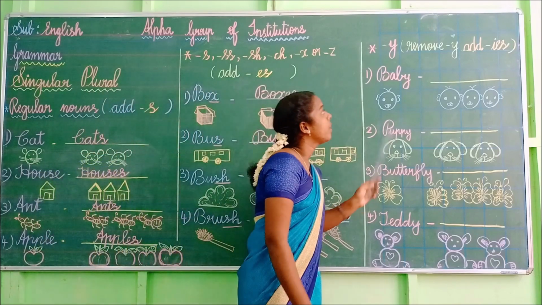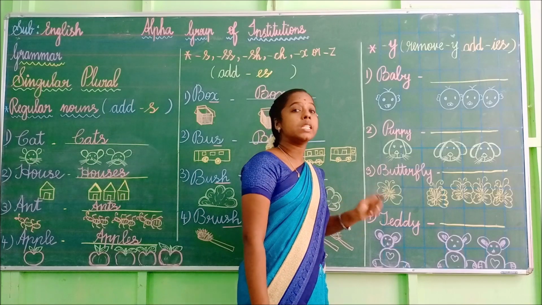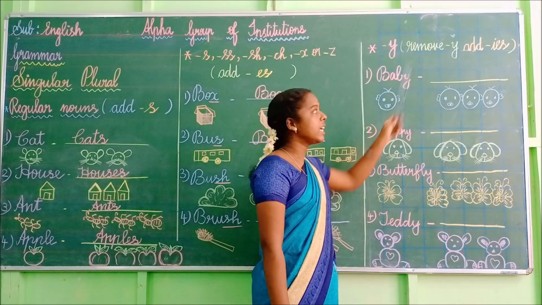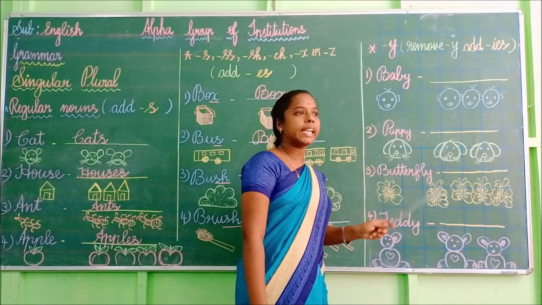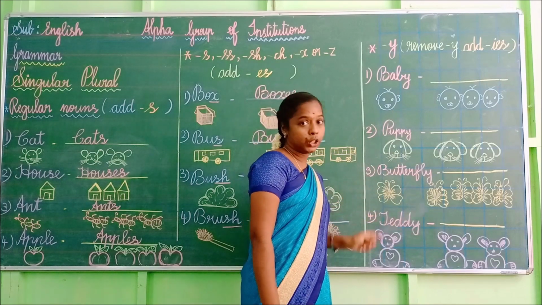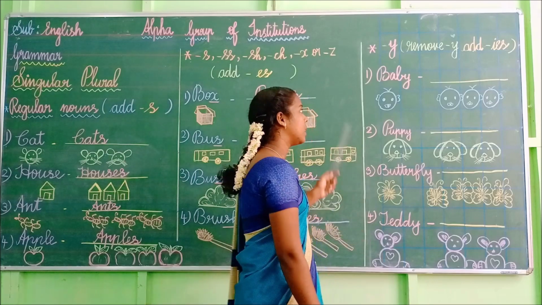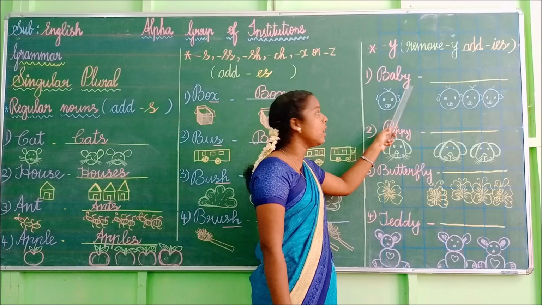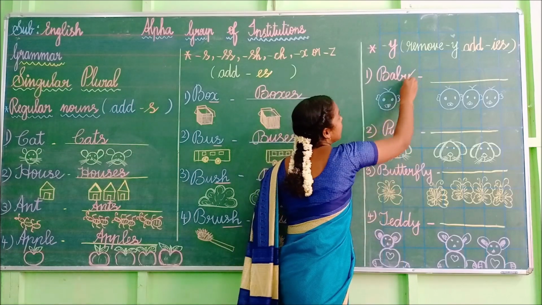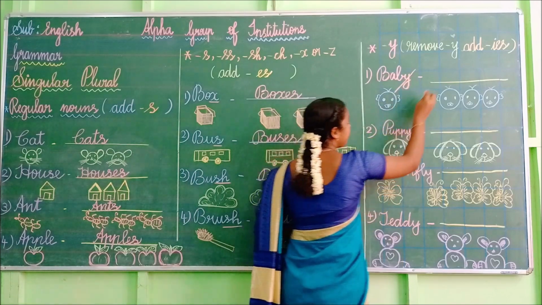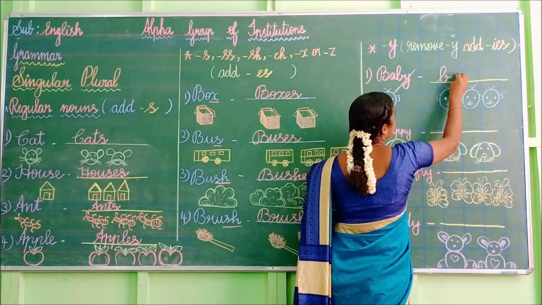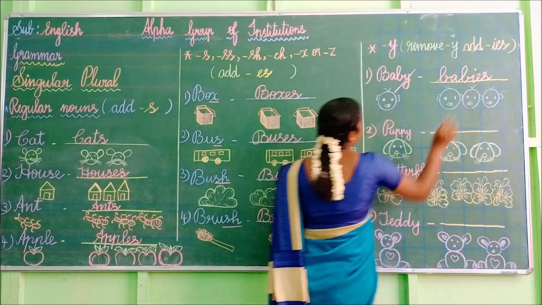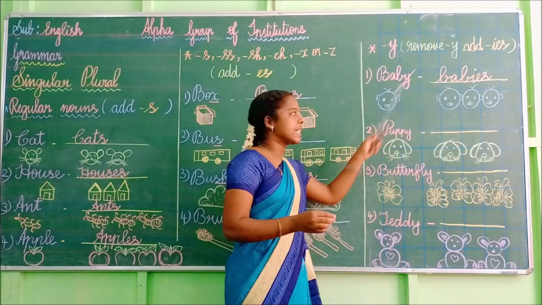Next one, if the singular noun ends with Y, you have to remove the Y first. Next, you have to add IES to the singular noun to change the singular noun into plural. See the example, baby. Here baby ends with the letter Y. So you have to remove the Y and add IES, babies. The plural form of baby is babies.